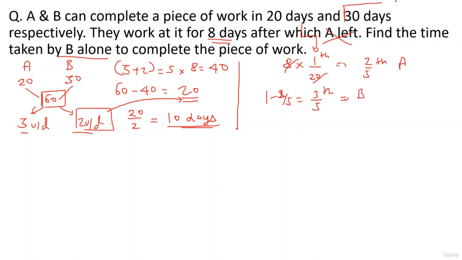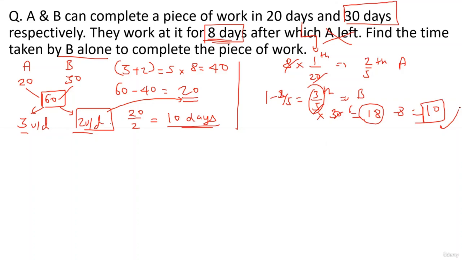पूरा काम करने के लिए B takes 30 days. ओके, सो 3/5 काम करने के लिए B will take how much time? 3/5 multiplied by 30, which is 18 days. ओके, उसमें से 8 days दोनों ने साथ में काम किया है. ओके, रिमेनिंग कितना है? 10 days जो B ने अकेले काम किया है, राइट?